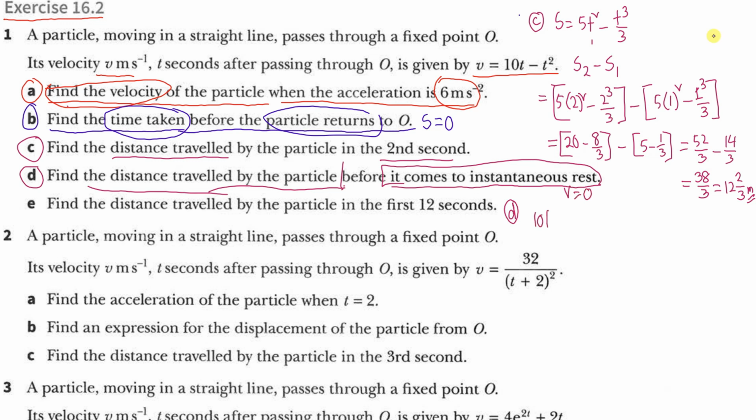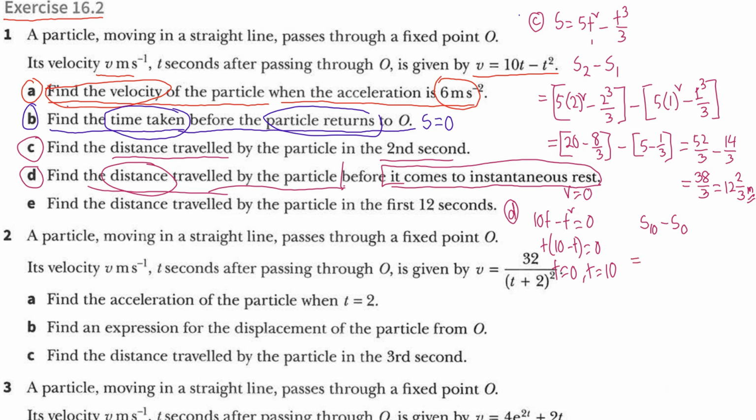So let us consider 10t minus t square equals 0. If I take t common, then 10 minus t equals 0. We got t equals 0 and another value t equals 10. So the question is, find the distance traveled. So we can consider now from s10, if we subtract s0, then we get the distance traveled by the particle before it comes to rest. S10 means the distance crossed in 10 seconds, and S0 means the distance crossed in 0 seconds.